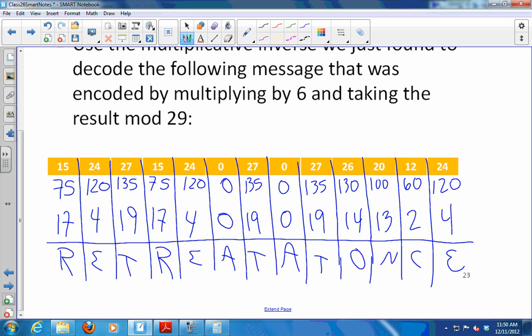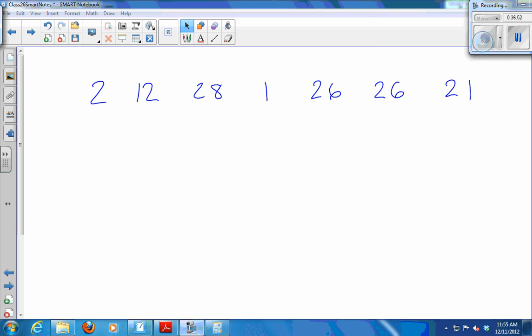Okay, so now number 2 on your worksheet that I gave you is to find a multiplicative inverse and then use it to decode a message. Okay, so go ahead and do that now. Okay, so let's look at this together. They told you that this message was encoded by using an affine cipher that multiplied by 5, added 1, and then took the result mod 29. So to undo multiplication by 5 and then adding 1, first you need to subtract 1.